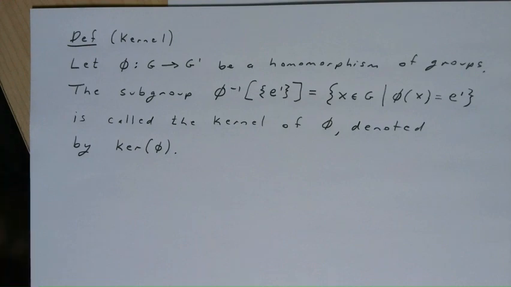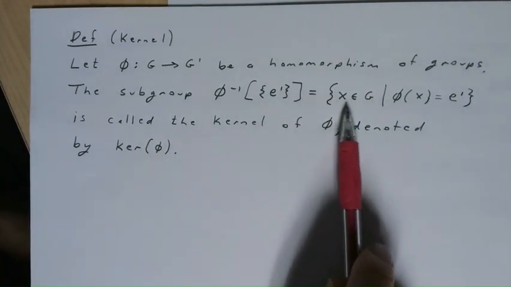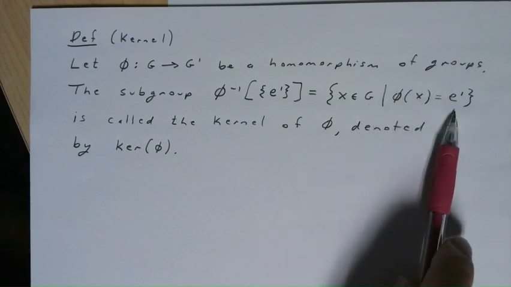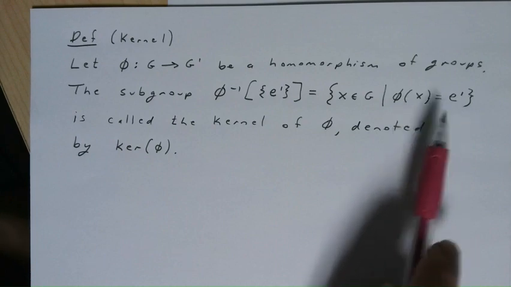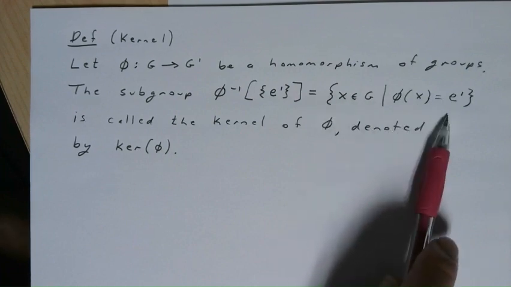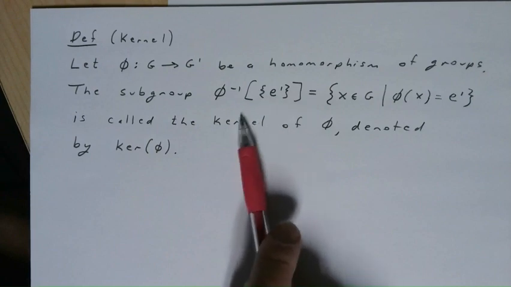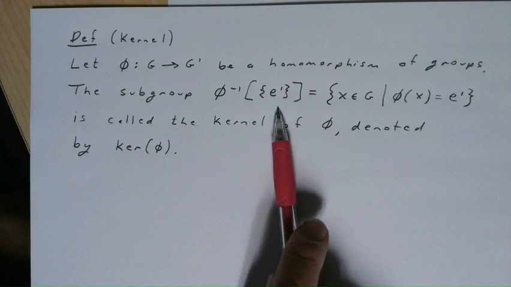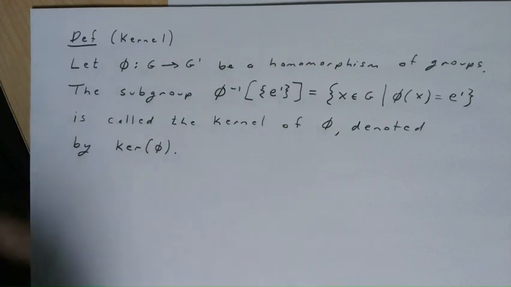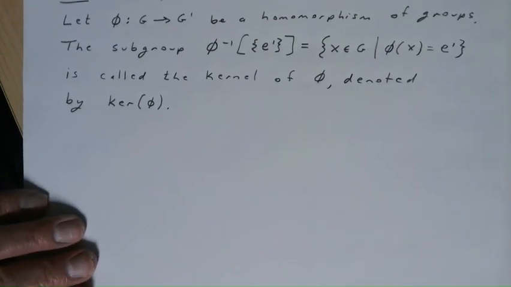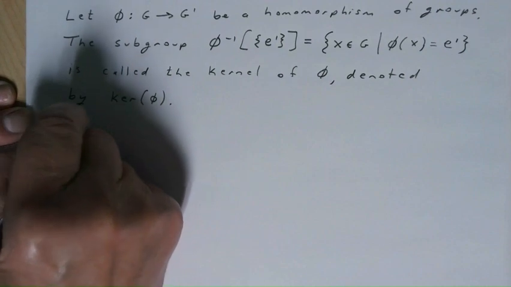So let's see what this means. These are the values in G that map to the identity in G prime is what this really means. So the values in G that map to the identity E prime. You could also look at it like this: it would be the inverse of the value E prime, and that's called the kernel of phi. And now we have a theorem.